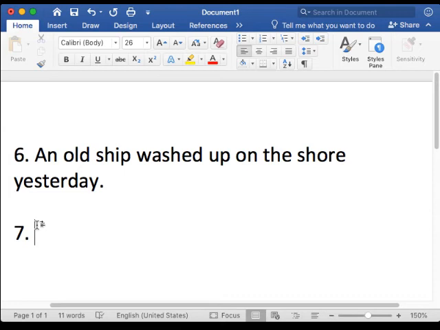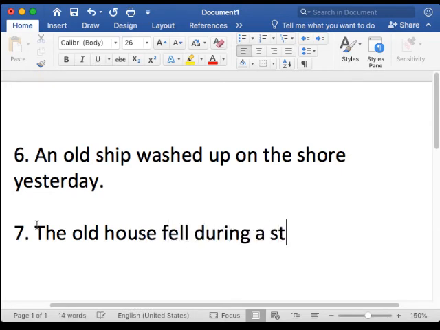Fell during a storm. All right, this one needs a subject. What fell during the storm? The old house fell during a storm. I think that's a good one. The old house fell during a storm. And then number 8, visit the lighthouse. That's a predicate, so we need another subject. We'll do a funnier one.